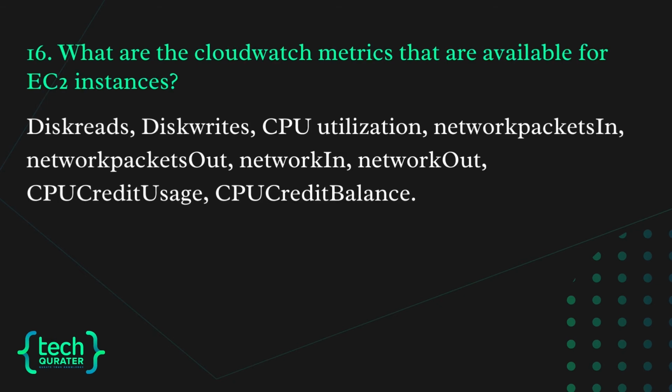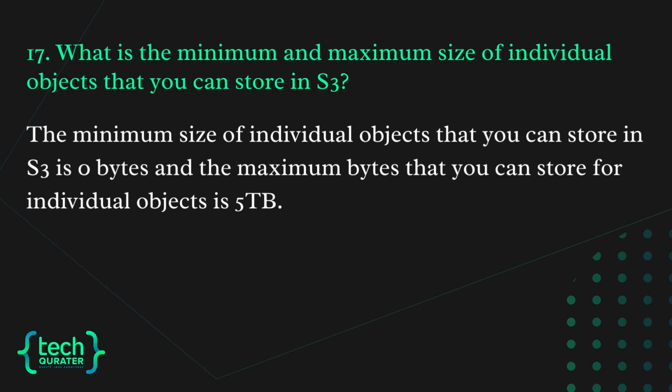What are the CloudWatch metrics that are available for EC2 instances? Disk reads, disk writes, CPU utilization, network packets in, network packets out, network in, network out, CPU credit usage, CPU credit balance. What is the minimum and maximum size of individual objects that you can store in S3? The minimum size of individual objects that you can store in S3 is 0 bytes and the maximum size for individual objects is 5 terabytes.